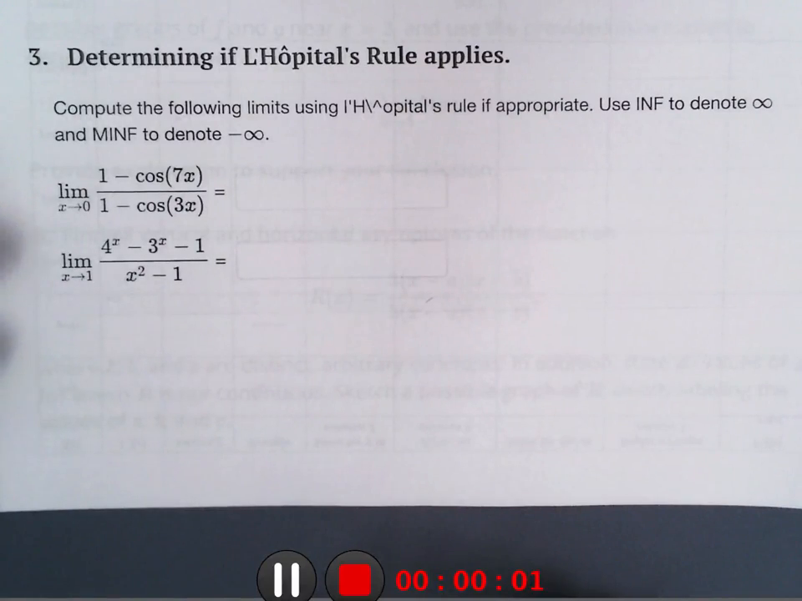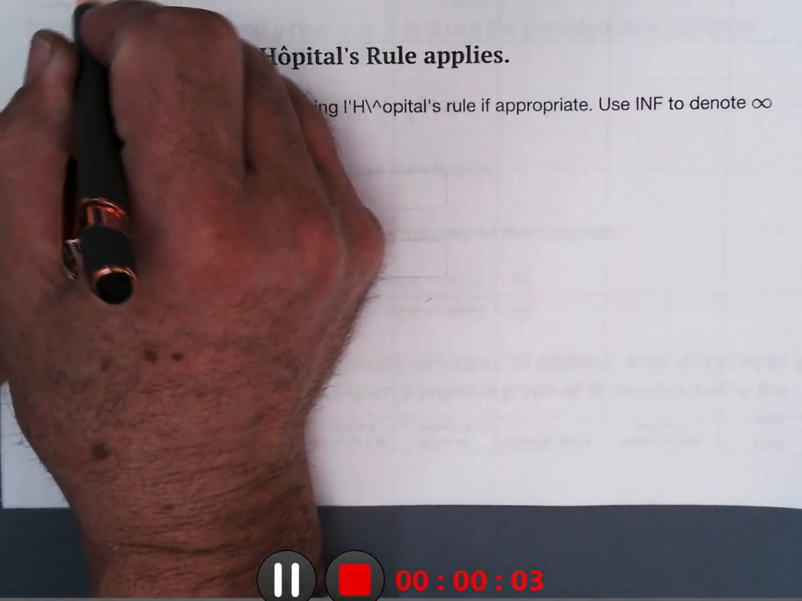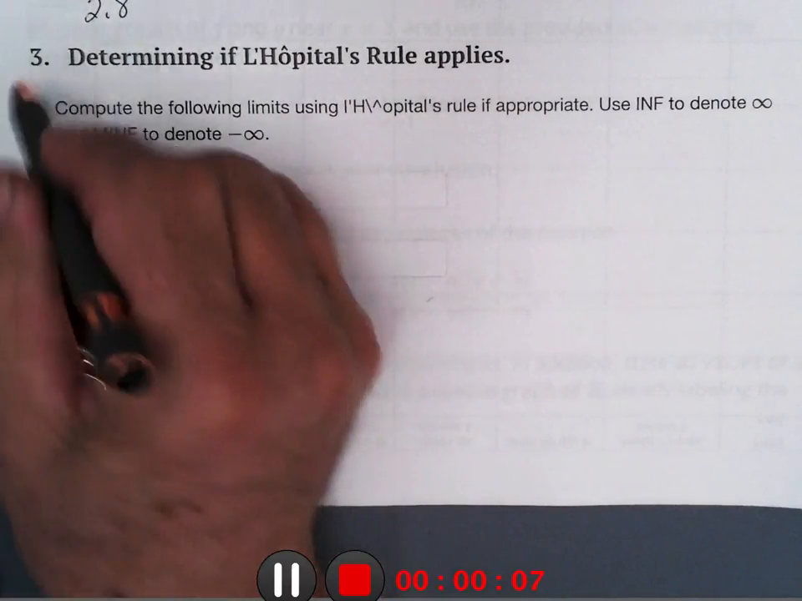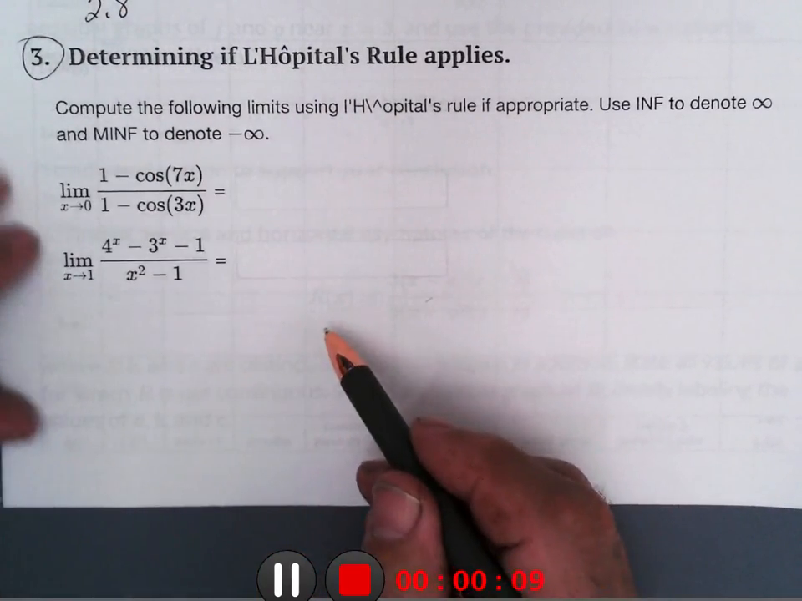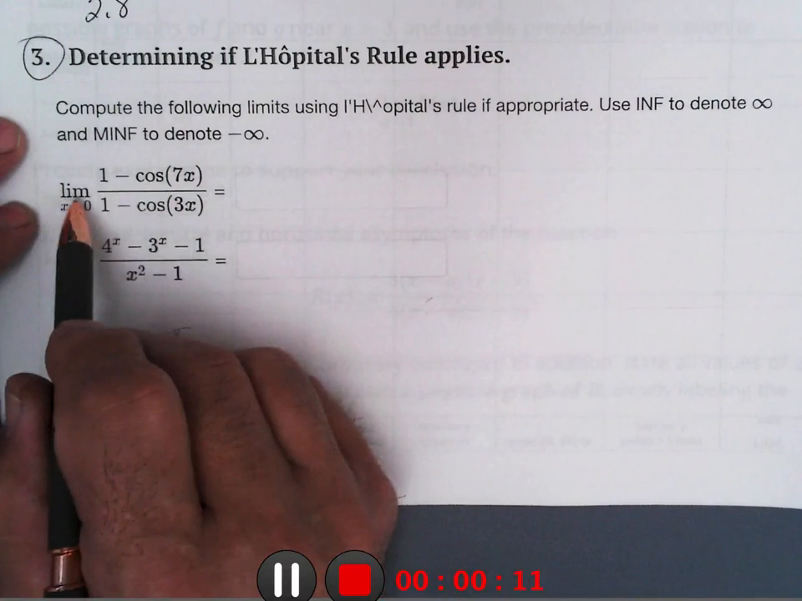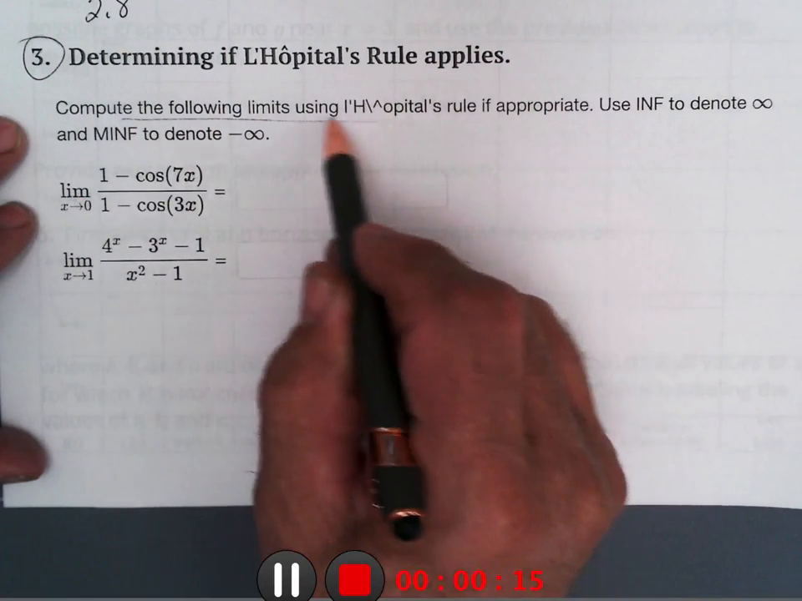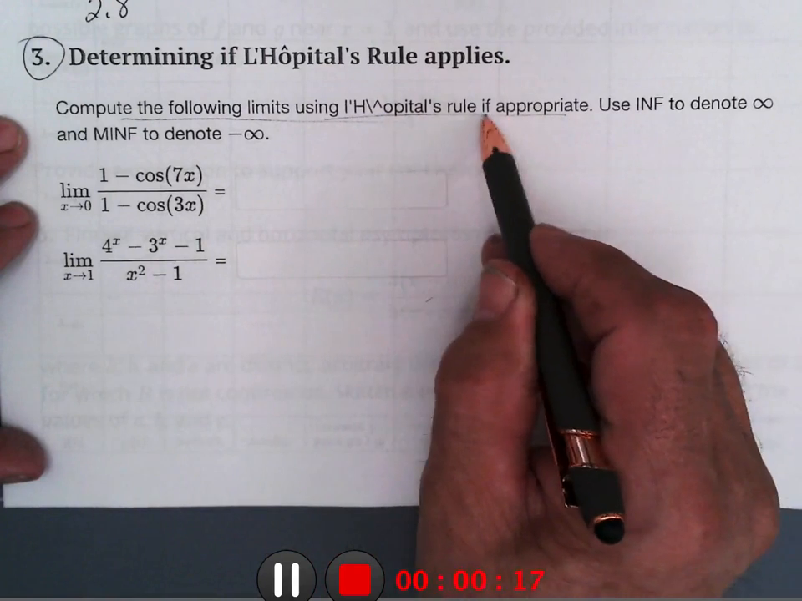In section 2.8 of the text, we're doing number 3 of the exercises, and it says compute the following limits using L'Hopital's rule if you can, basically.